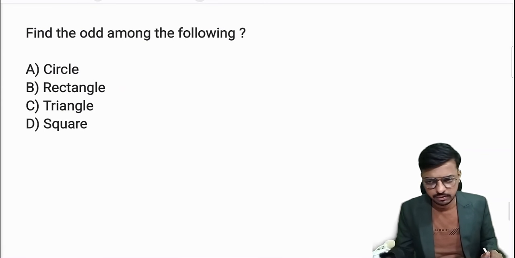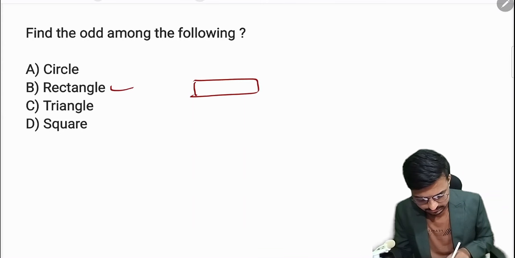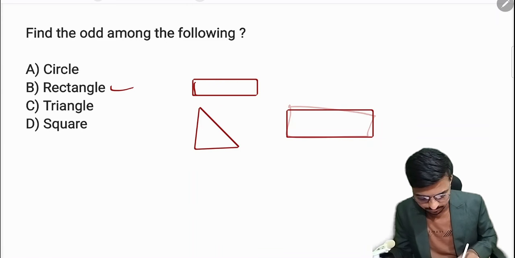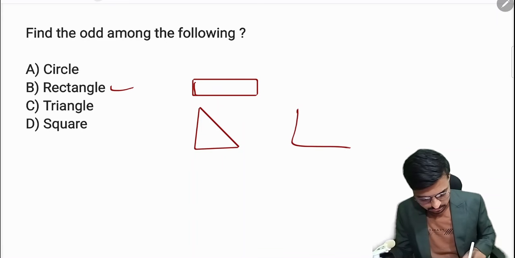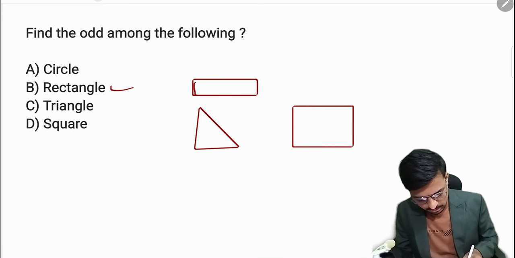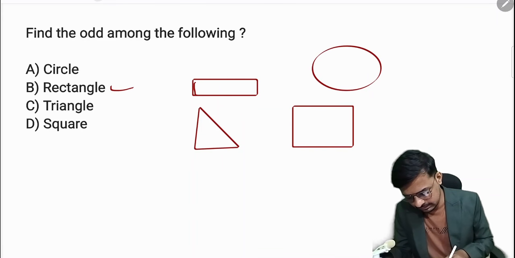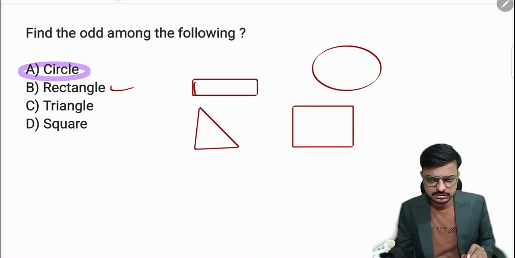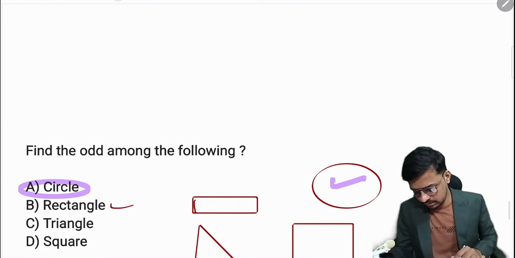Find the odd one among the following. The options are a rectangle, which has angles, a triangle, a square, and a circle. So the odd one among these is the circle. Circle is the odd one. This was the same question that came in your exam.